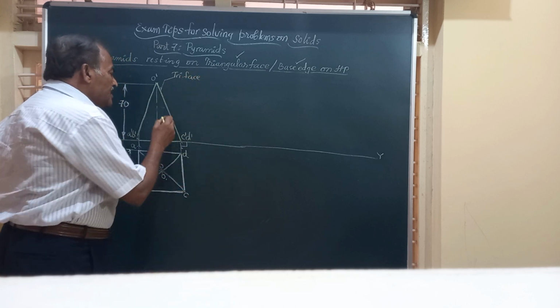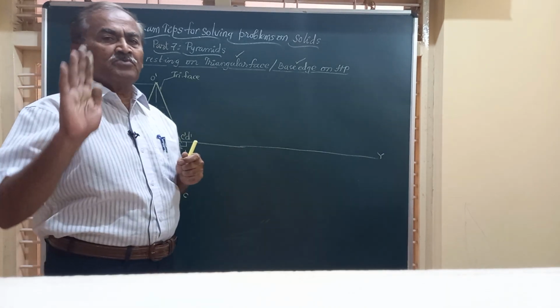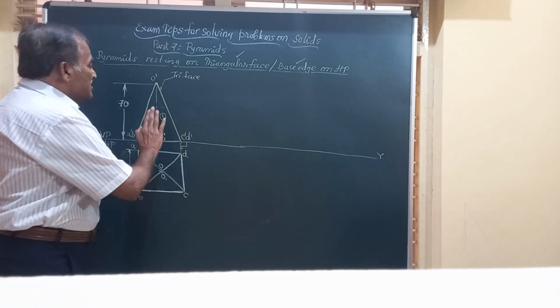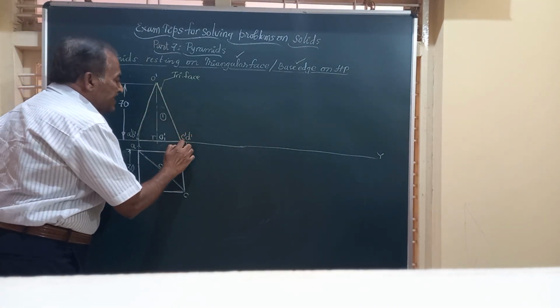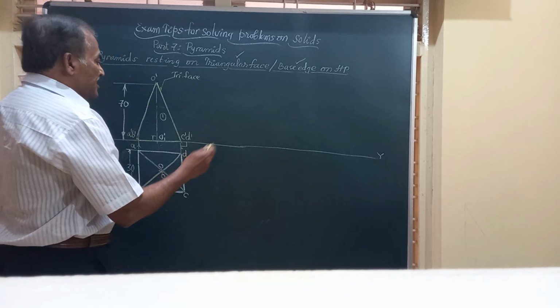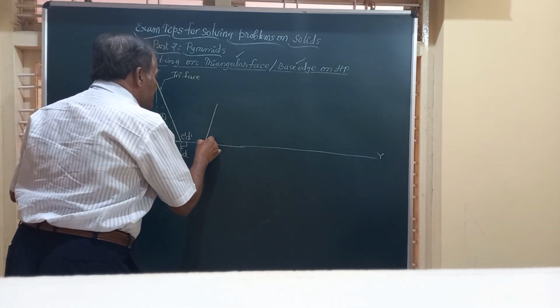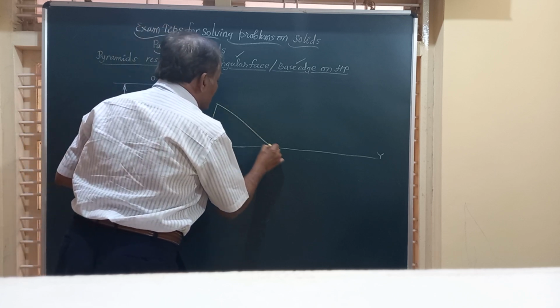That is to say, if you call this front view as figure number 1, it has to be redrawn such that this O dash, C dash, D dash rests on the XY line, that's the HP. Friends, what I do, I construct that figure first. I will tell you how to construct also.